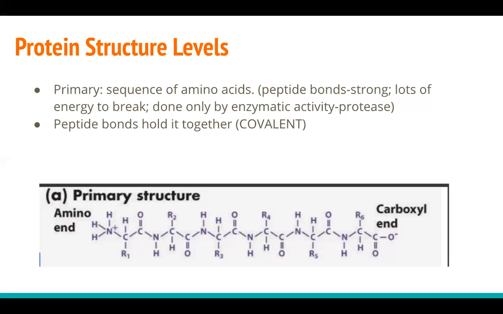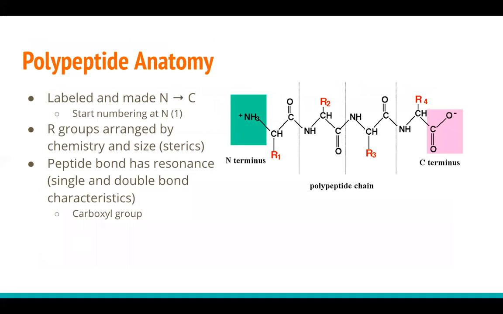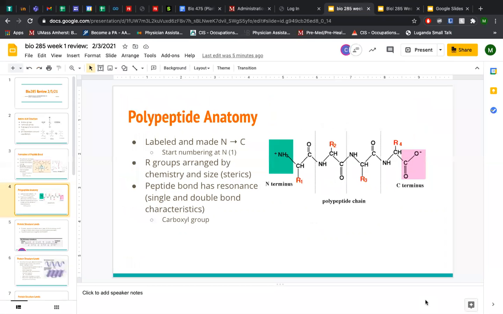And I wanted to go back. Somebody had a question about this slide here. I just wanted to add a point. Amino acids are labeled because they're synthesized from the N to the C terminus, just like polypeptides are made. Proteins are synthesized from N to C terminus as well. So that's why the way we count the R groups here, the way we read it, is in order of how they're added.